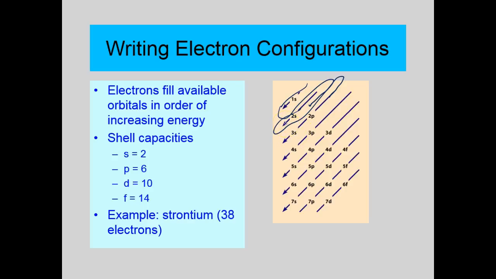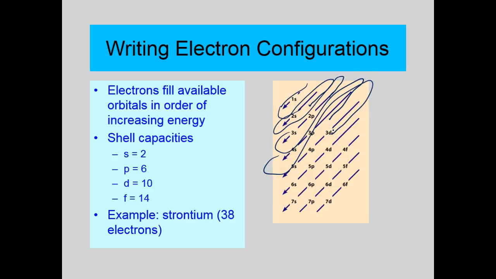3s. How many? 2. So that's up to 12. Then you go up to the top again. 3p. How many there? 6. Okay, what's that up to? 18. 4s. 2, which is 20. Okay. Now we go up again.